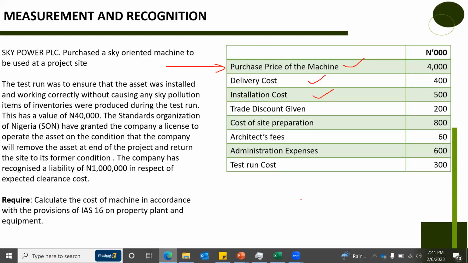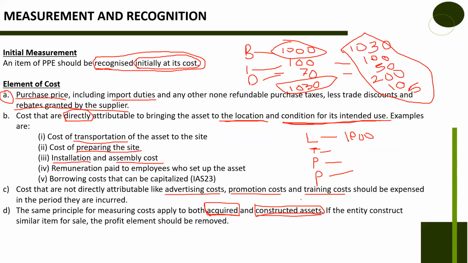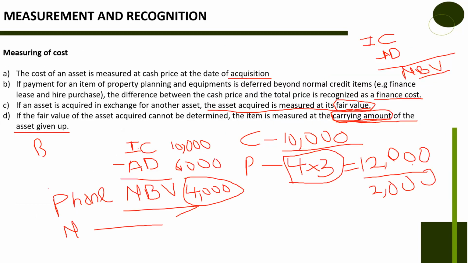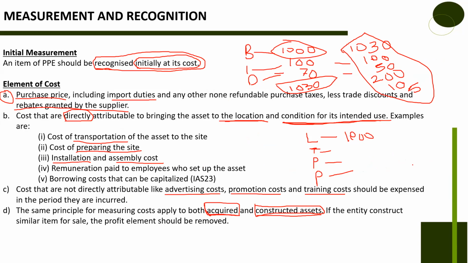Let's go back to our definition. It will be part of it. Okay, so why should it be part of it? It's like part of the purchase. The condition, don't forget what we are using. The condition is what? Location that brings it to its location, and condition for its intended use.